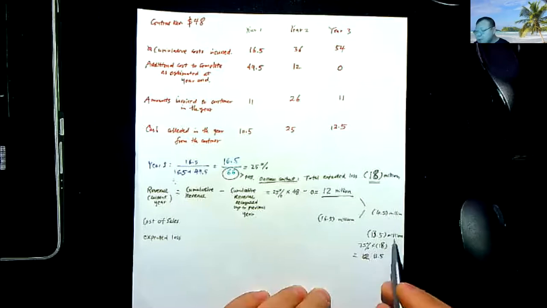Another way to get this number, 13.5, is this: 18 is the total expected loss, and the future percentage remaining is 75%. So 75% times 18 is 13.5.